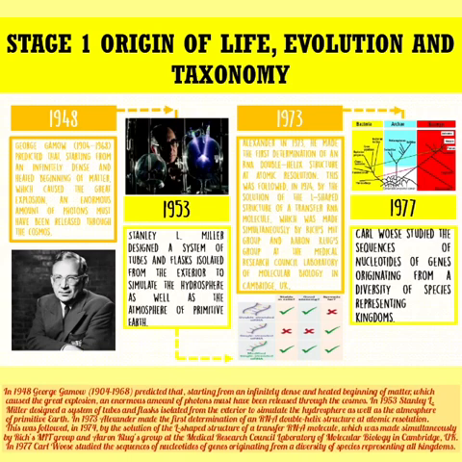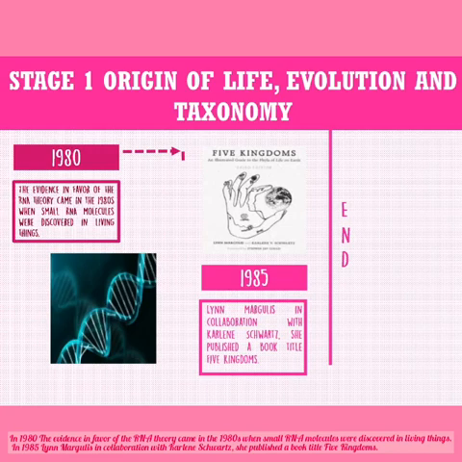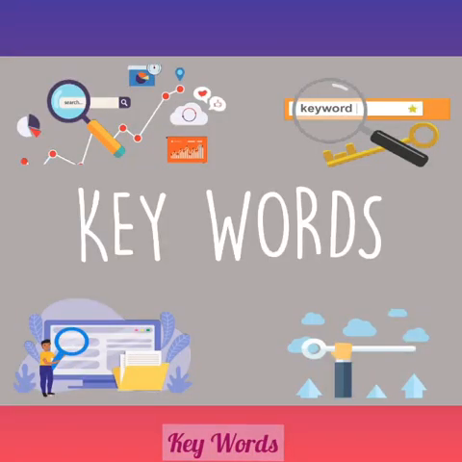UK. In 1977, Carl Woese studied the sequences of nucleotides of genes originating from a diversity of species representing all kingdoms. In 1980, the evidence in favor of the RNA theory came, in the 1980s, when small RNA molecules were discovered in living things. In 1985, Lynn Margulis, in collaboration with Karlene Schwartz, published a book titled Five Kingdoms. Keywords.